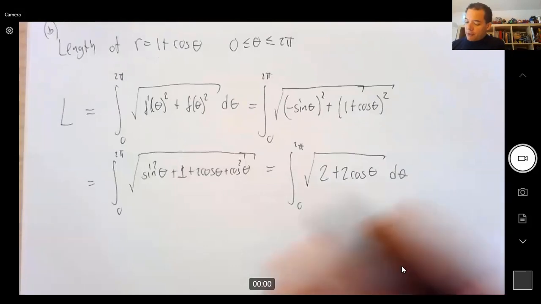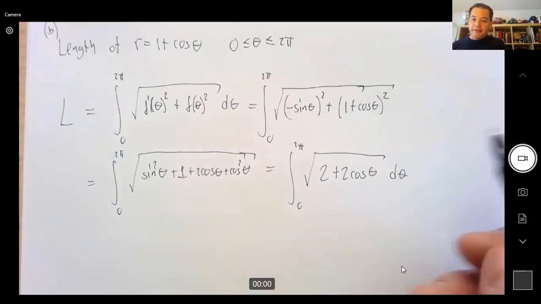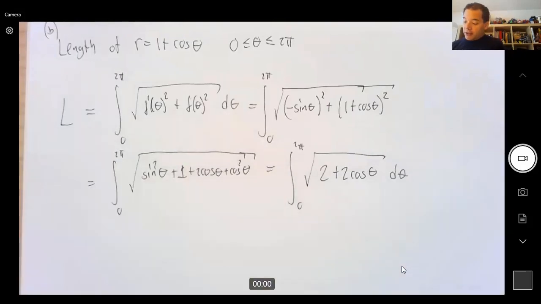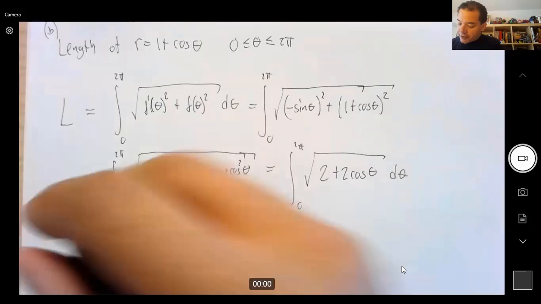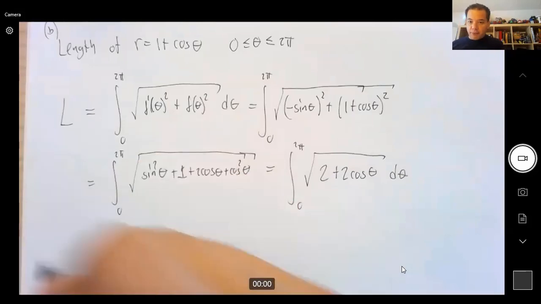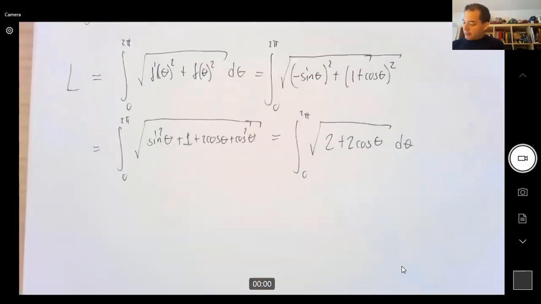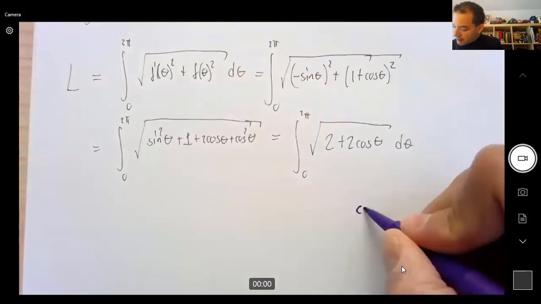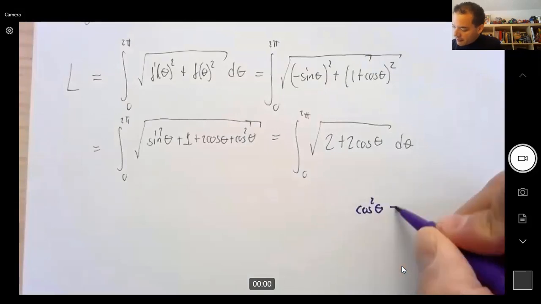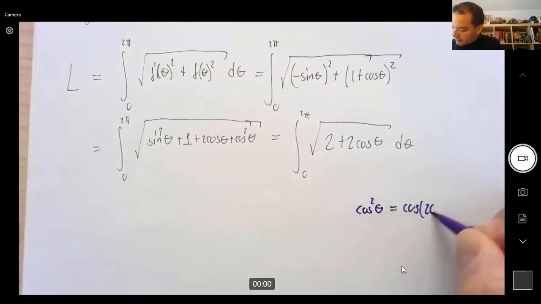So there's a trick involved here, and it's actually kind of like the same thing we've been using all the time. We want to use the half angle formula, because if you remember, for the half angle formula, so let me put it right here. We know that cosine square of theta is cosine 2 theta plus 1 divided by 2.